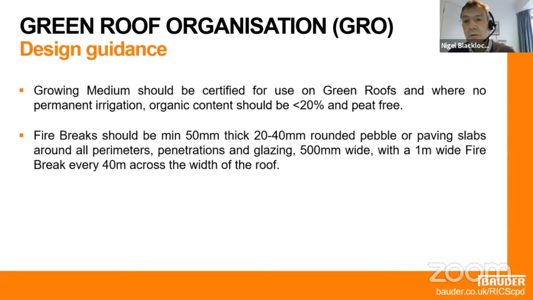The other point then is that green roofs should have fire breaks around them. So around the perimeter, there should be at least 50 mil of stones, round pebbles or paving. That width is typically 300 mil, but if there are penetrations that could be openable, in other words, a fire potentially could get into the building, so I'd say an openable roof light, then you would put a 500 mil wide border around those areas. And if it's a particularly large area, then you would put a 1 meter fire break every 40 meters across the roof.